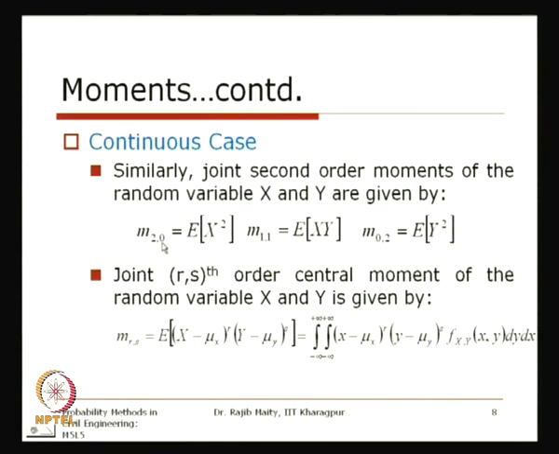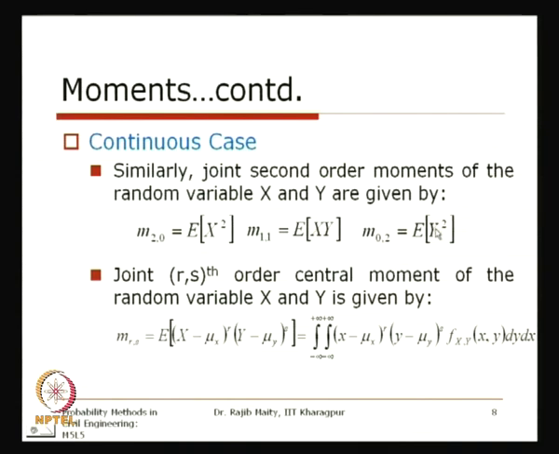So, this m20 is the expectation of x square. This is a second moment with respect to the origin. m11, that means r equals 1 and s equals 1, is the expectation of x y. And this m02 is the expectation of y square, the second moment with respect to the origin of the random variable y.